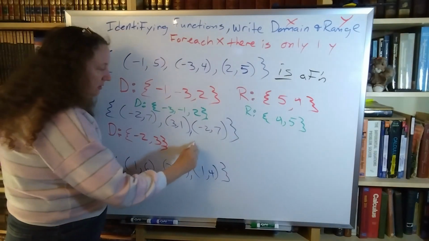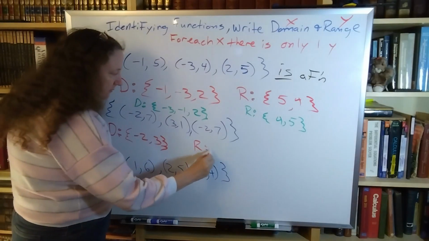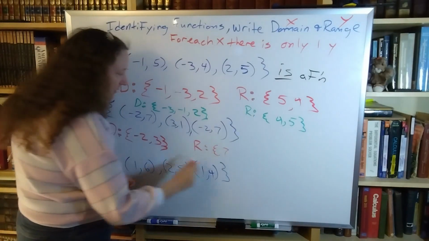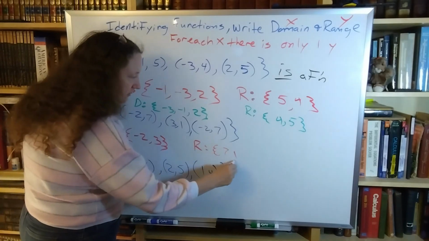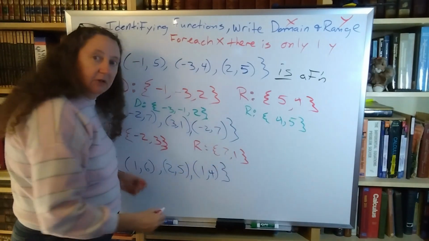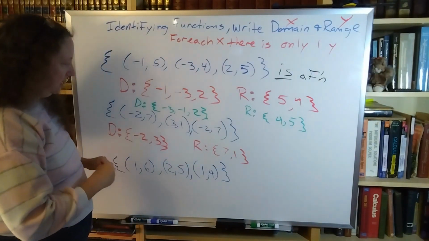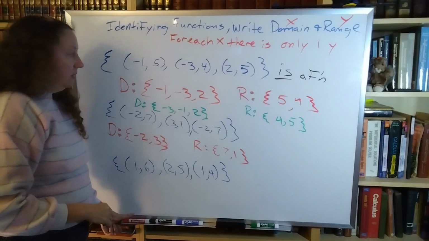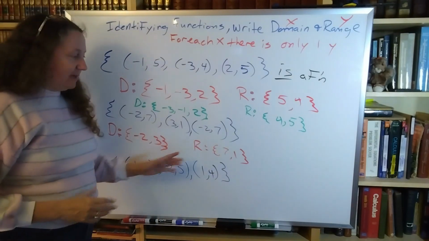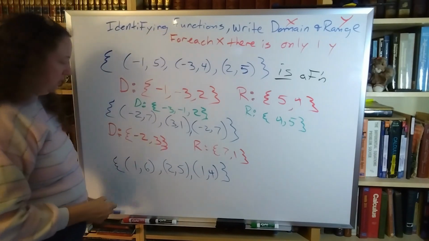My range, 7, 1, and 7. That repeats. Because it repeats, I don't need to write it. So I have my domain, I have my range. I need to figure out, is this a function or not?